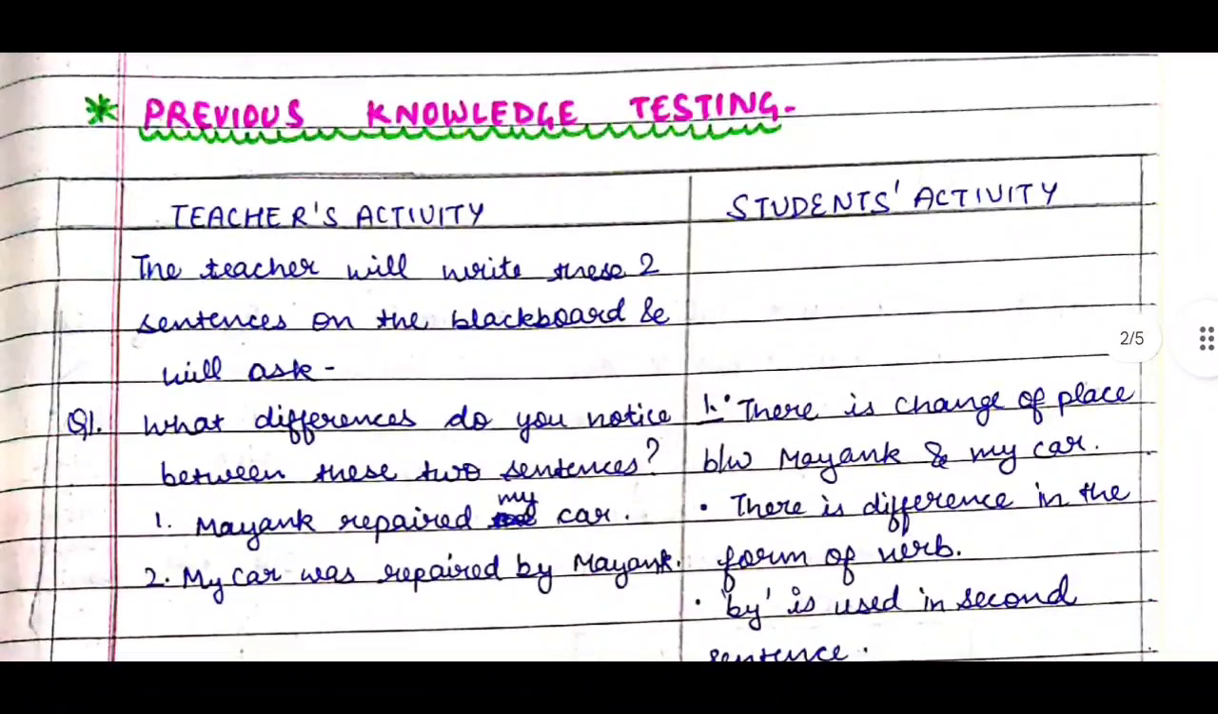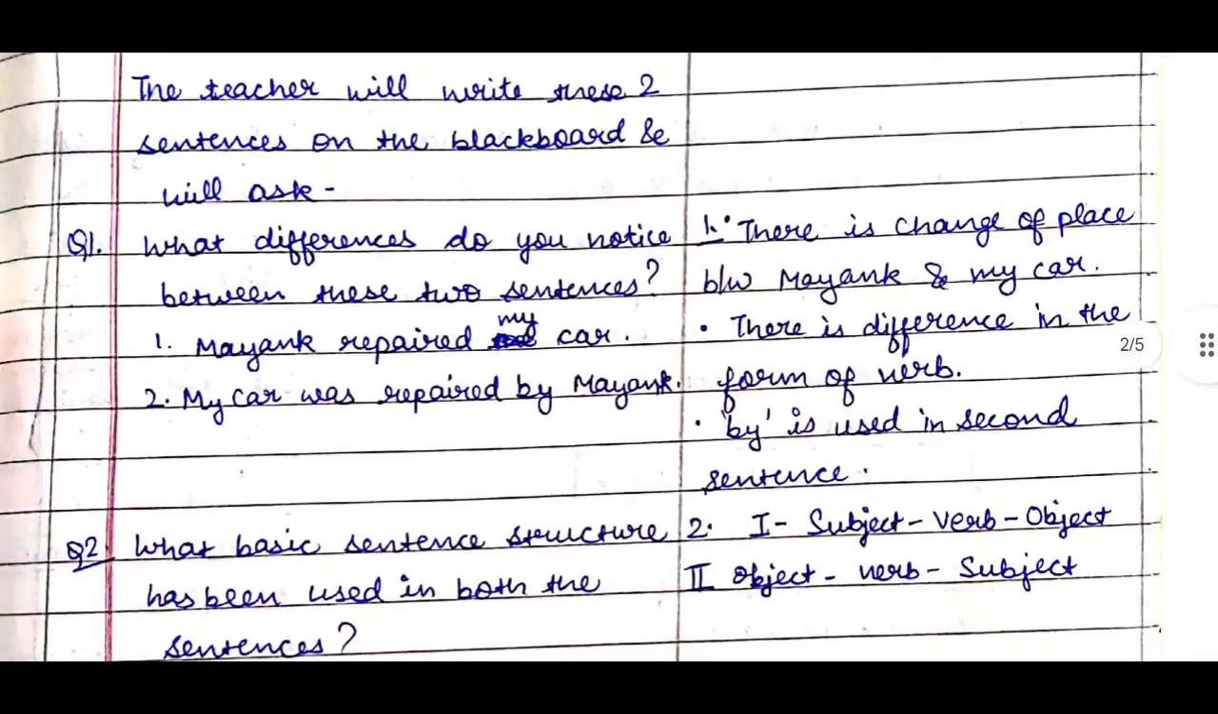After that, next heading comes previous knowledge testing. Here we make two columns. First is teacher's activity and the other one is student's activity. Here we write the questions that the teacher will ask to the students and the assumed answers of the students, okay? Now here the teacher will write these two sentences on the blackboard and will ask, first question, what differences do you notice between these two sentences?